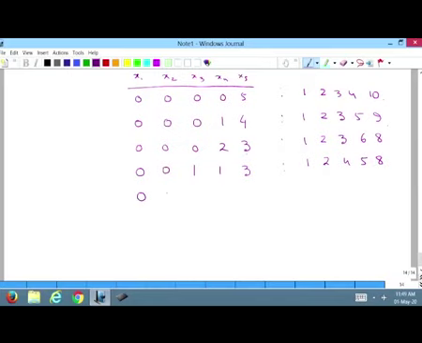Next one is 0, 0, 1. We decrease 1 from here and add it here, therefore we get 2, 2. Therefore, the solution is 1, 2, 4, 6 and 7.